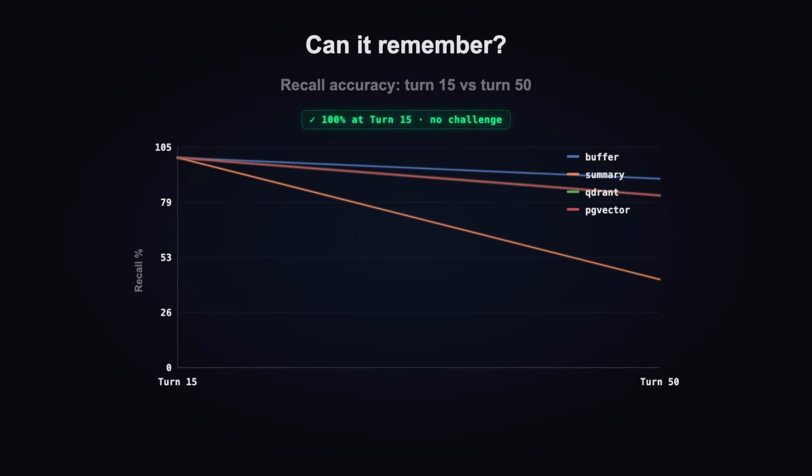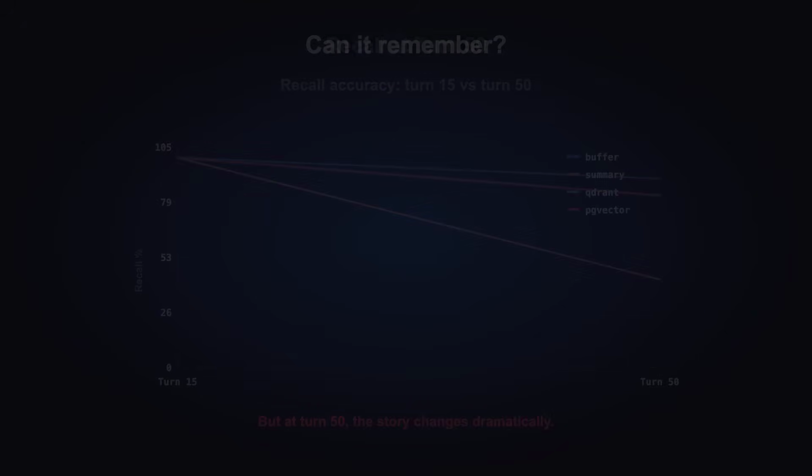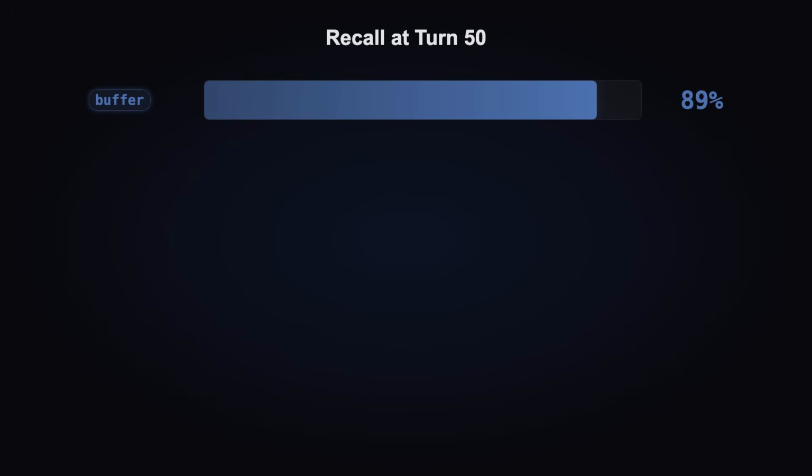Only 4 facts have been planted. They are recent and the conversation is short. No challenge here. But at turn 50, after 10 facts spread across the full conversation, the story changes dramatically. Buffer is at 90%, nearly perfect. It has the entire conversation in its prompt, so of course it remembers. The only failures are the Wi-Fi password and the bank PIN, and we will come back to this later.